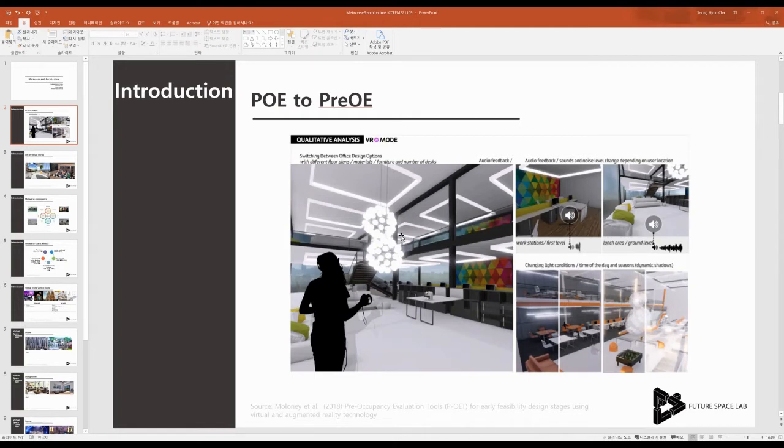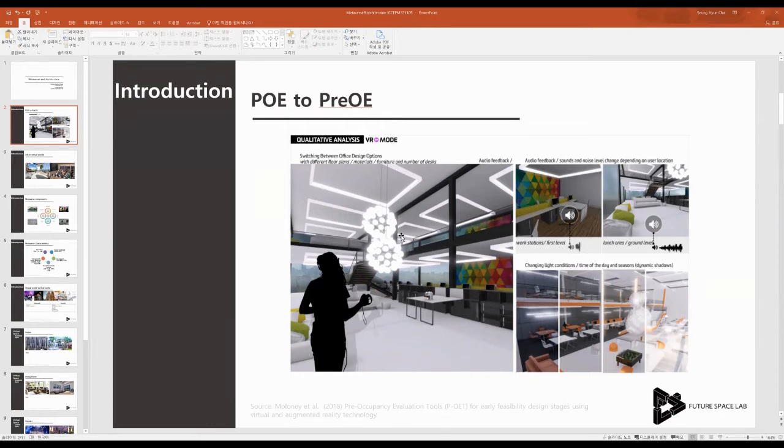To evaluate the building before humans move in, there are several ways. One way is using virtual reality. With virtual reality, we can look at the building in more detail and find design errors before we build it, so that we can achieve a more successful, errorless building. That's the purpose.